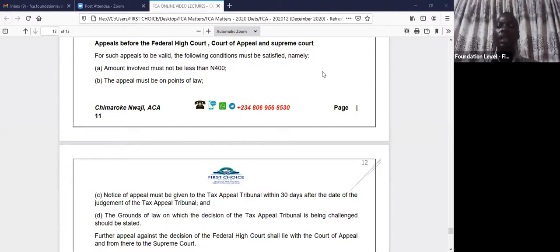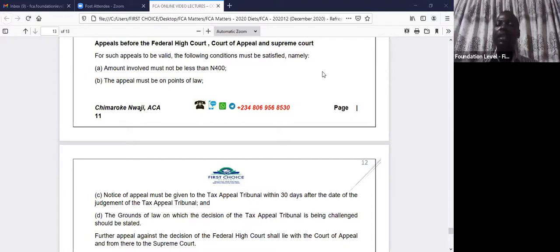Now you succeeded in going to the Federal High Court. This time around, you would need a lawyer to represent you. So your case will be looked at, and if the court is satisfied that you have a good case and they rule in your favor, that means the FRS would have lost. You will now go and get a court judgment to enforce the judgment.